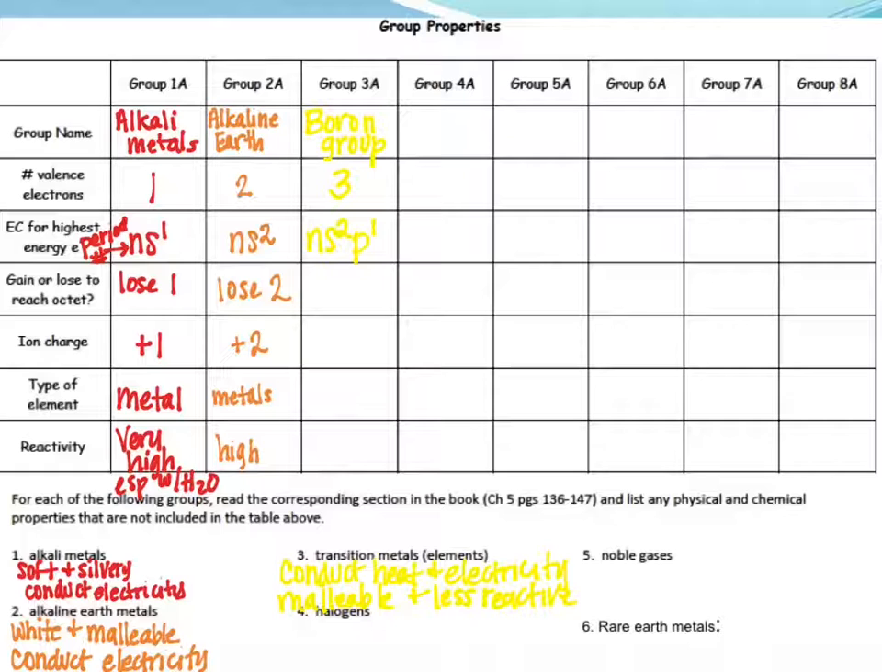Electron configuration. These are going to lose how many? Lose 3. To get what type of charge? Plus 3. These are metals except for boron. Boron is a metalloid.